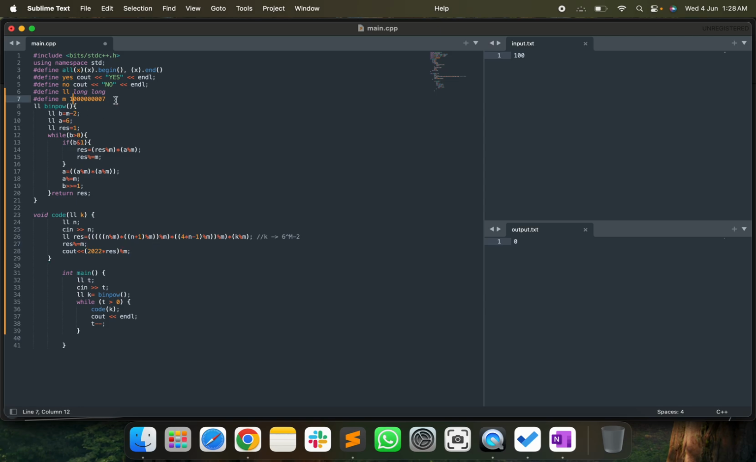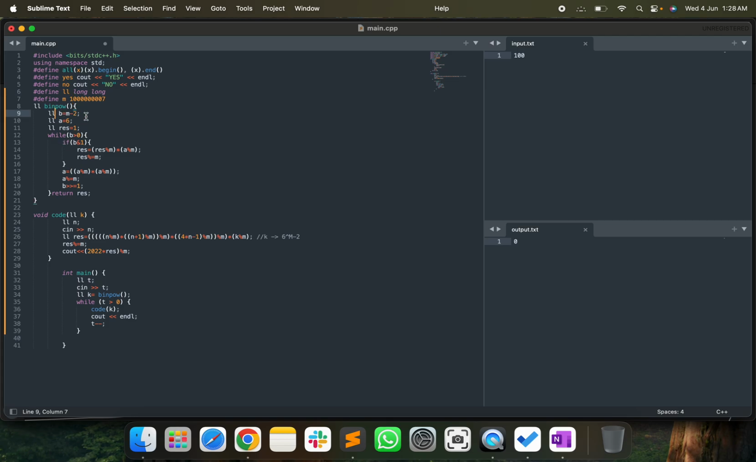Here mod is 10 raised to power 9 plus 7. If you don't know, 10 raised to power 9 plus 7 is a 32-bit prime number, and it is one of the biggest prime numbers, so it helps us find our answers in 32 bits, which helps in the online questions, because it reduces the workload of the online judges.